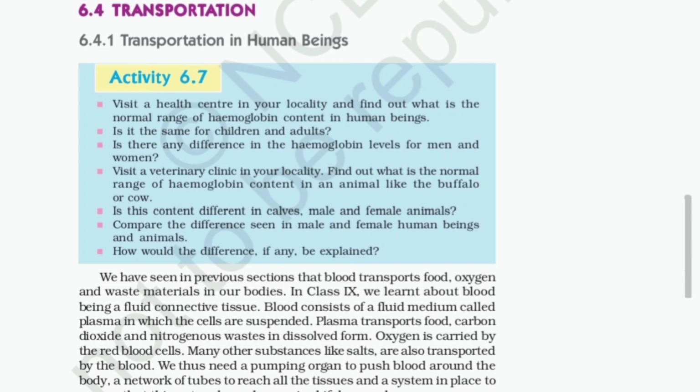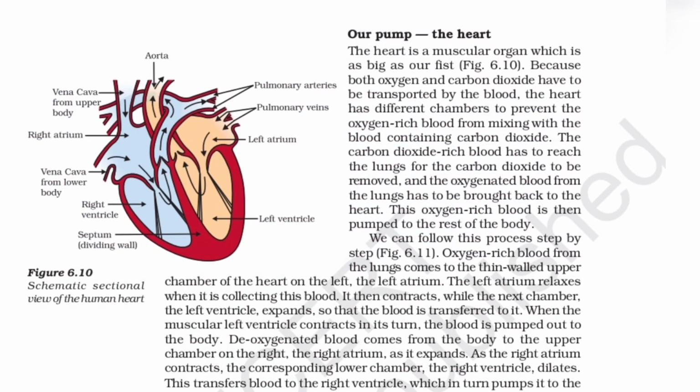We thus need a pumping organ to push blood around the body, a network of tubes to reach all the tissues, and a system in place to ensure that this network can be repaired if damaged. Our pump, the heart. The heart is a muscular organ which is as big as our fist, figure 5.10. Because both oxygen and carbon dioxide have to be transported by the blood, the heart has different chambers to prevent the oxygen-rich blood from mixing with the blood containing carbon dioxide.